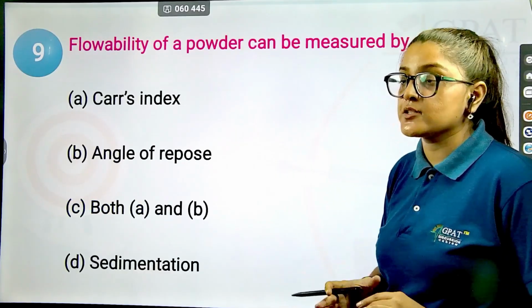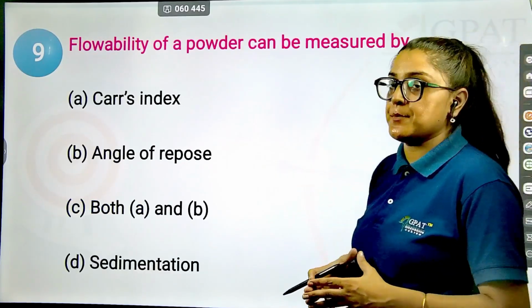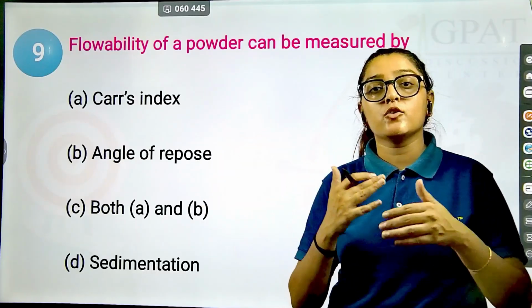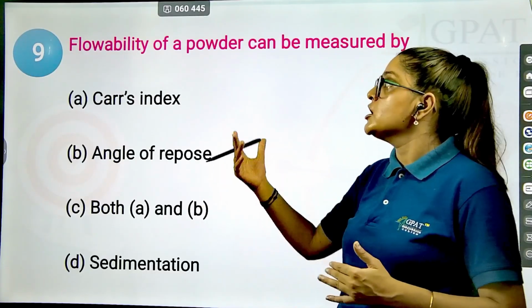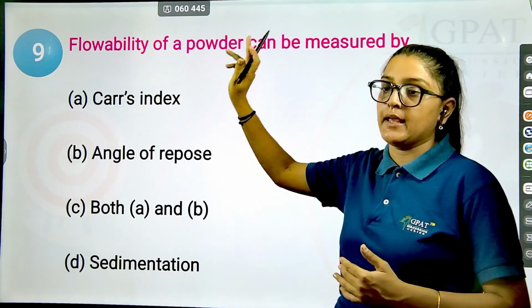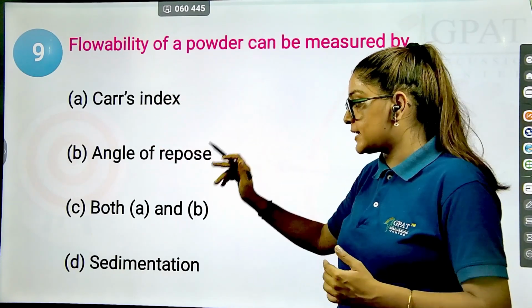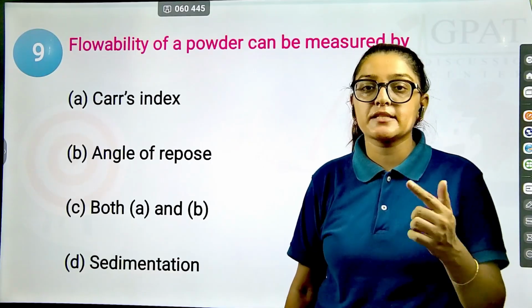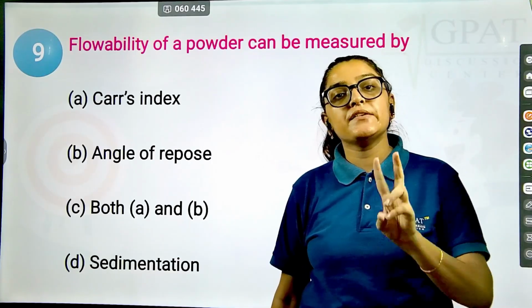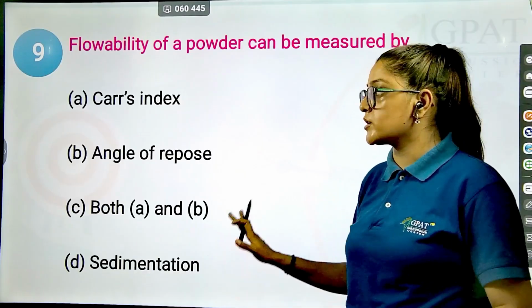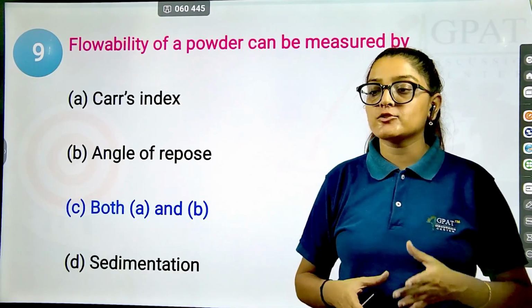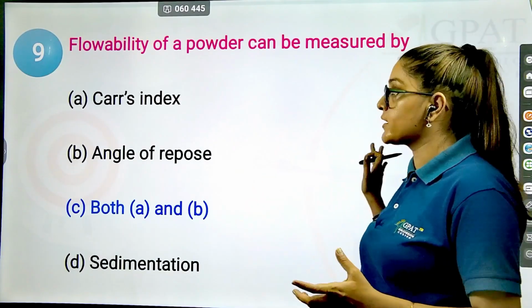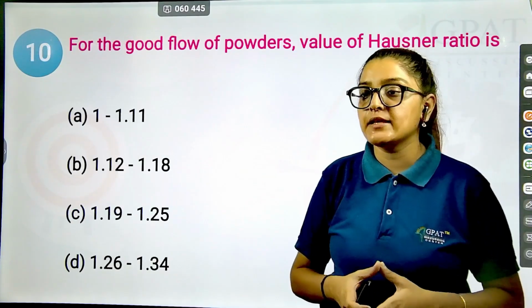Next, flowability of a powder can be measured by, again, the question. You see how they are asking again and again based on this important topic. So Carr's index, definitely. Angle of repose, definitely. Sedimentation method is a method for particle size measurement. I have told you: optical microscopy, sieving, sedimentation and Coulter counter. So we have our correct answer as option number C. Both of these are able to characterize the flowability of the powder.